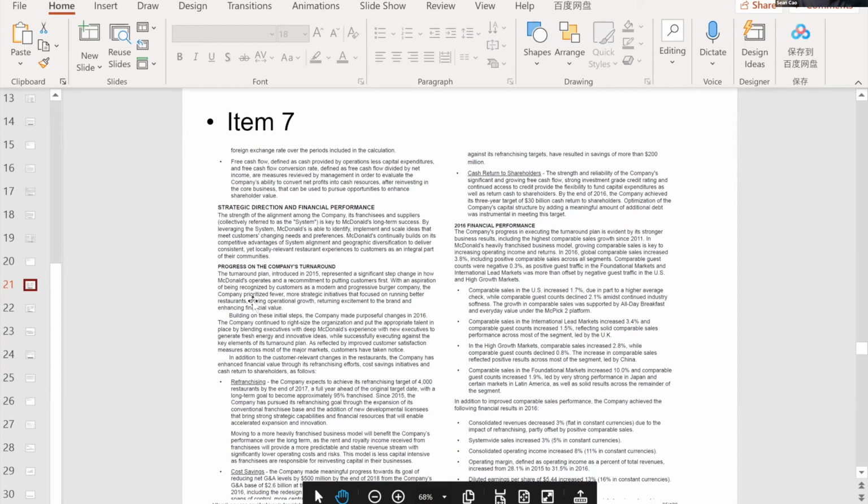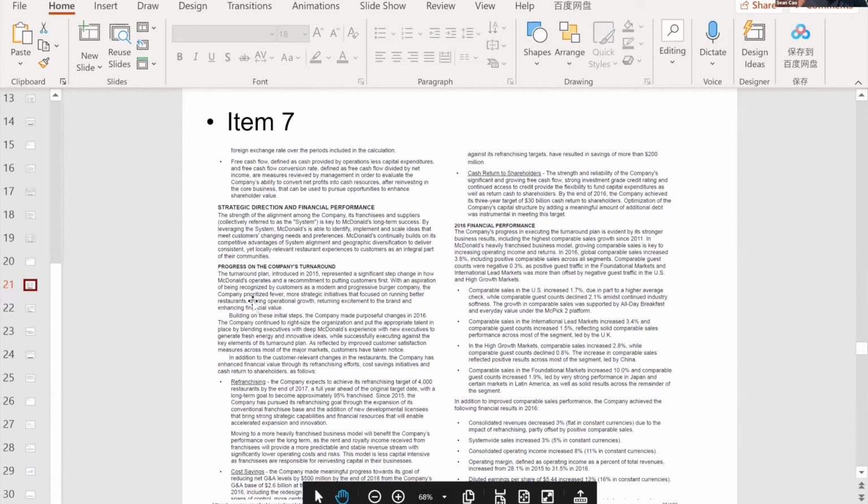So let's look at what they talk about here. They talk about the strategic directions, financial performance, and the company's financial performance. This is discussing financial performance. Let's look at the second one. They talk about outlook. This is forward looking. They want to talk about the future. In the future, what will happen?